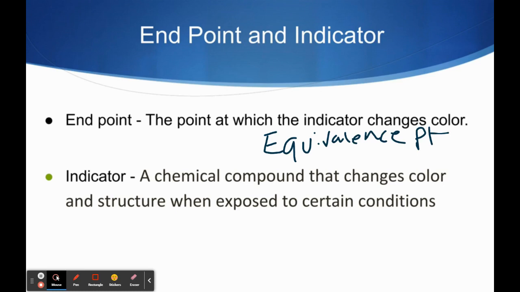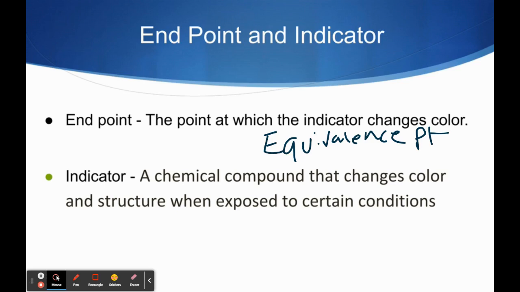And you should be familiar with what an indicator is by now. It is a chemical compound that will change color and structure when exposed to certain conditions. The conditions that we're talking about in this reaction are when it goes from an acidic solution to a more basic solution. When it starts to get to a neutral point as we are titrating, you will see a very light pink color. Once the color goes dark pink, we have gone past the equivalence point, and now this solution has a basic pH.